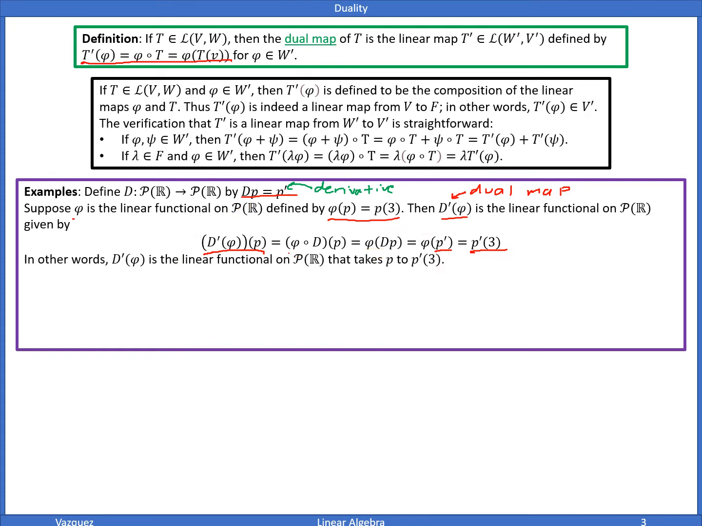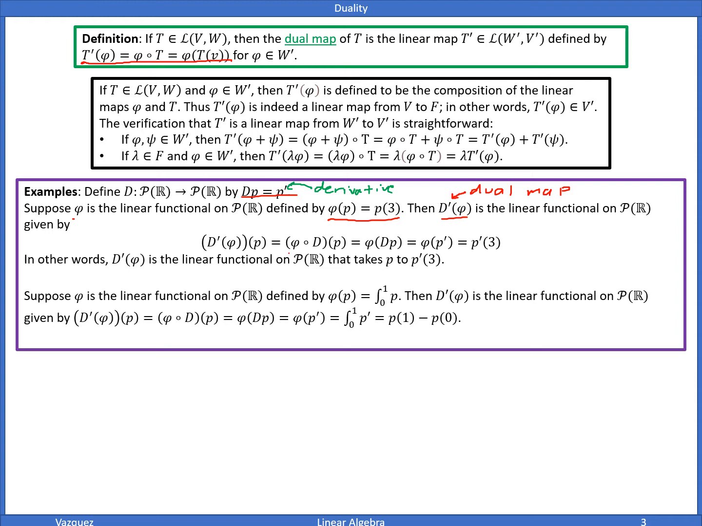So in other words, the dual map of D of phi is a linear functional on the vector space of polynomials that takes p to the derivative of p with 3 plugged in. So that's what that's saying. This dual map is just saying take the derivative, plug in 3.